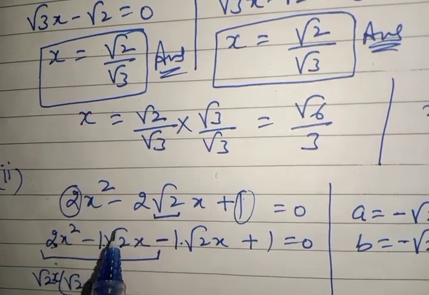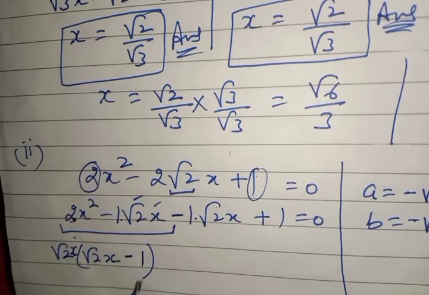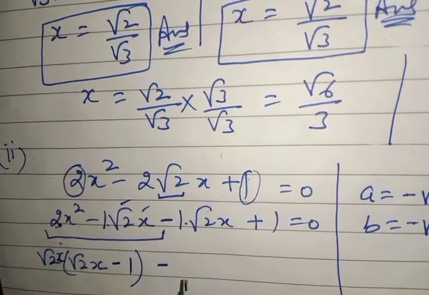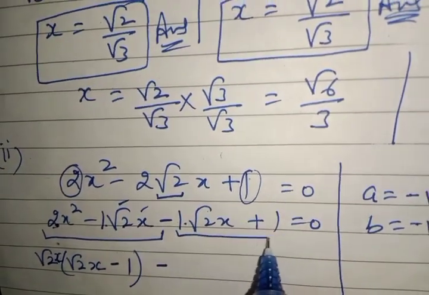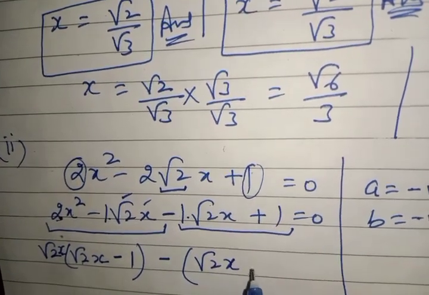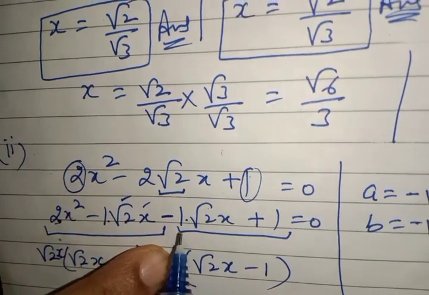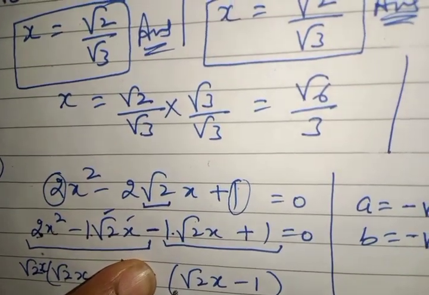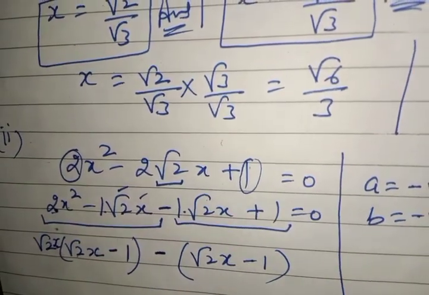Then minus this root 2 is out, what is left? This x is out, only 1 is left. Now out of these two, what will we take common? Again write the same bracket, root 2x minus 1, because we need the same bracket. Now see the sign. Here root 2 is in minus, I have written plus. Here 1 is plus, I have written minus. So I have to take minus common.